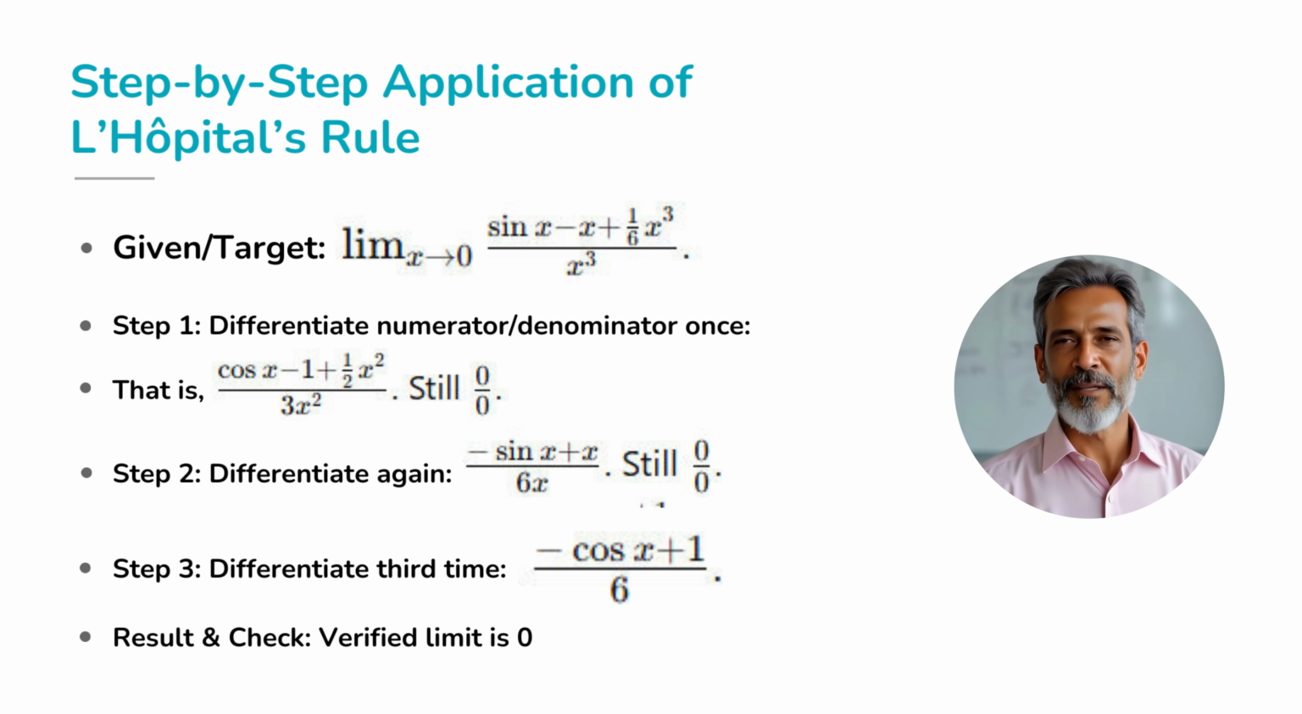Step 3. Differentiate one more time. Numerator becomes negative cosine x plus 1, denominator 6. Substitute x equals 0, numerator equals 0, denominator equals 6, so final value is 0. And we're done. Repeated application of L'Hopital's rule cracked the puzzle.